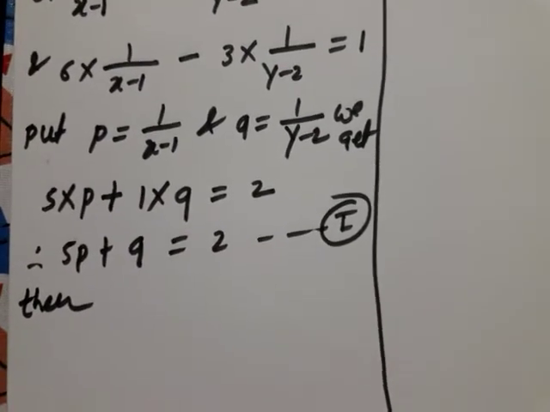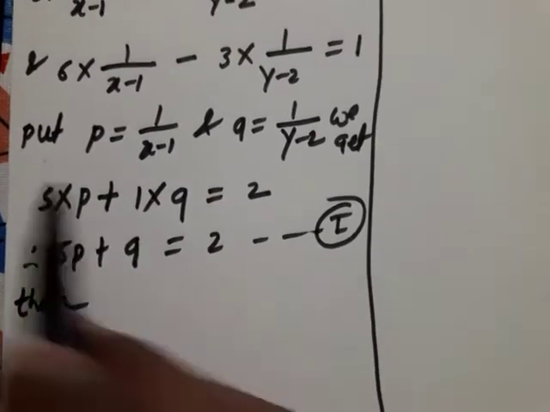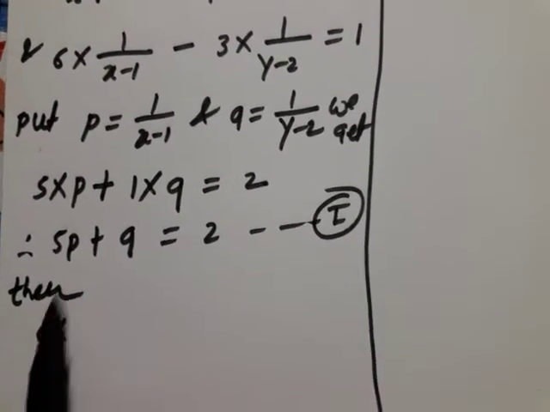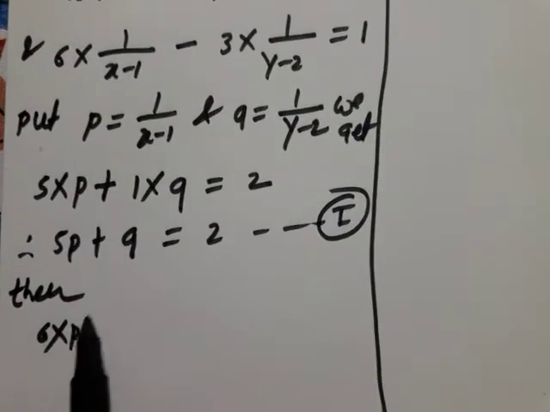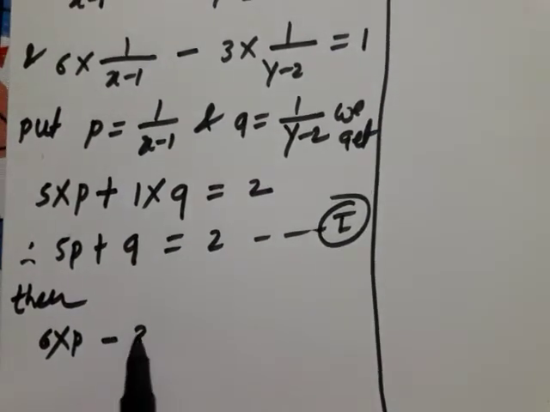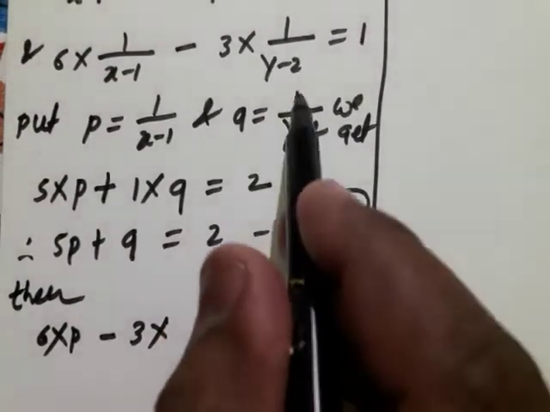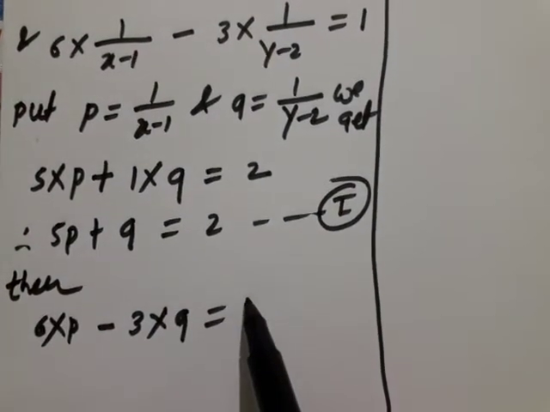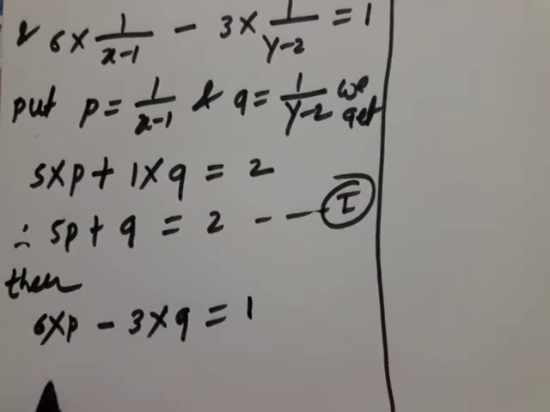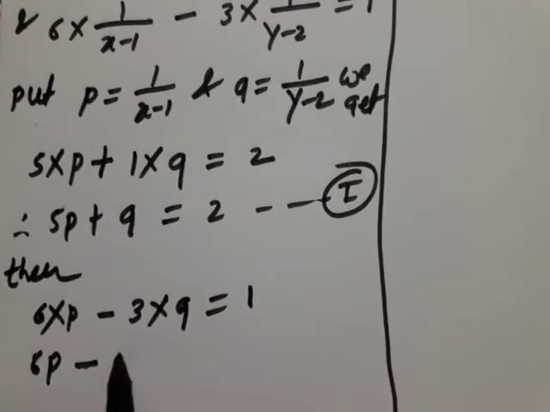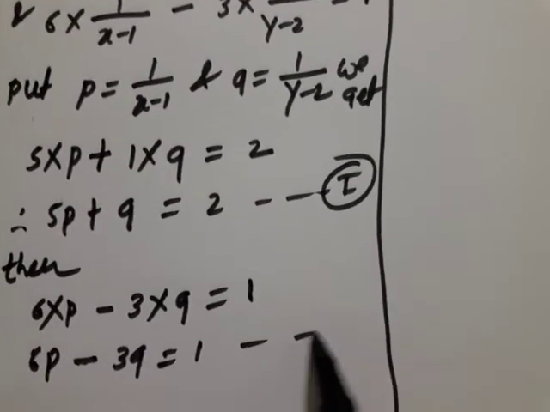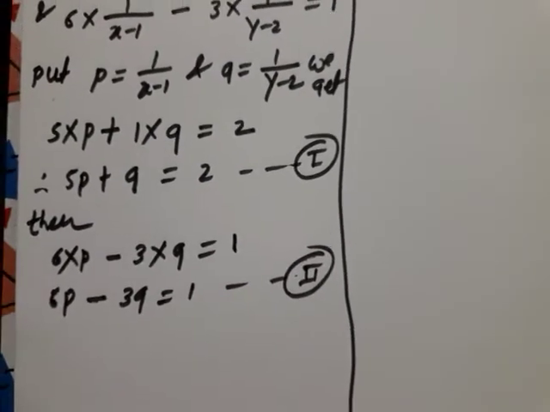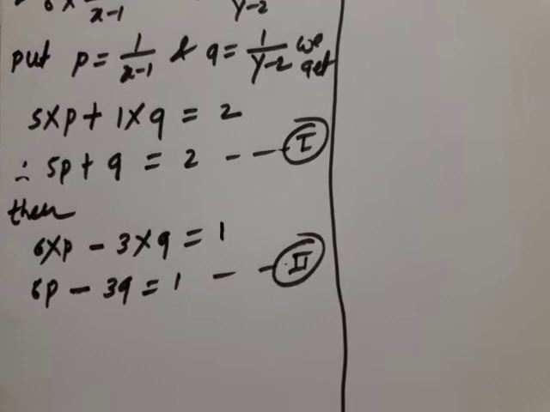Okay, what is next? See, second equation is remaining: 6 into 1 upon x minus 1, that is 6 into p, minus 3 into 1 upon y minus 2, that is what? q is equal to 1. Multiply, 6p minus 3q is equal to 1. This is the second equation. We got here two equations.